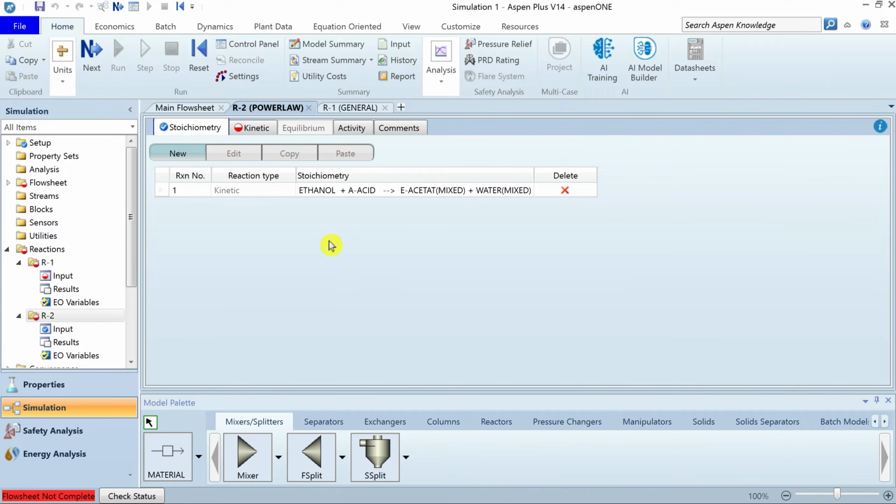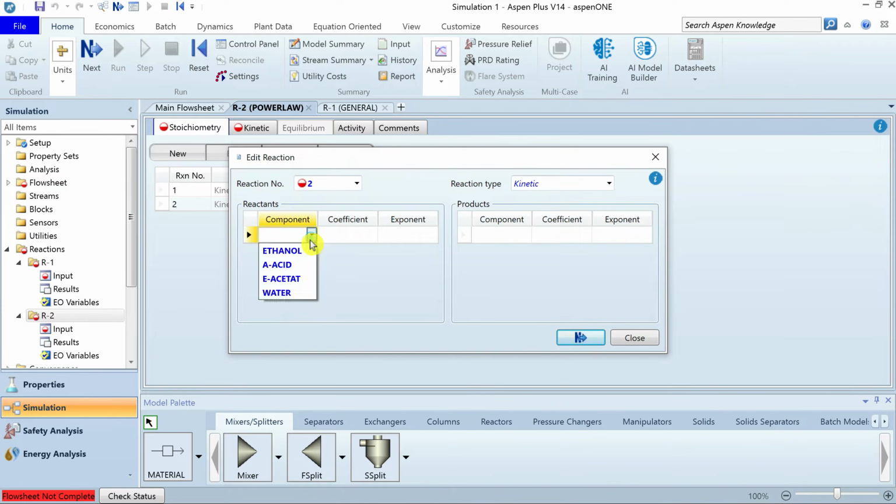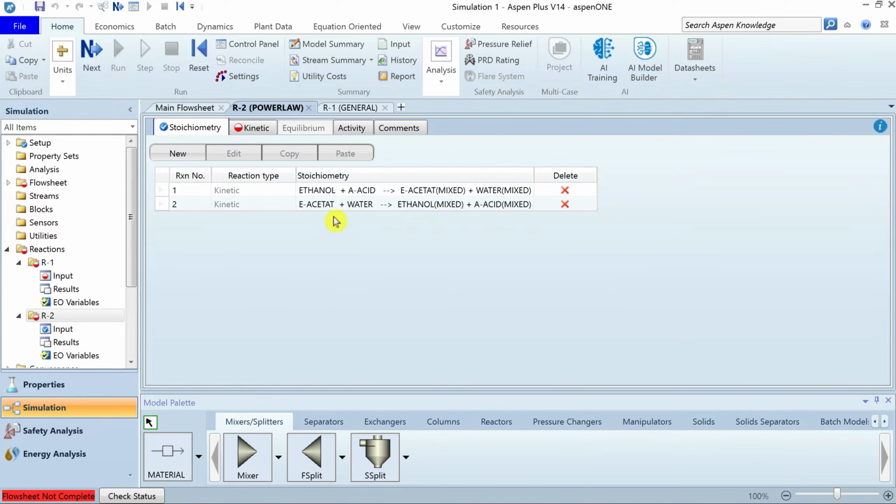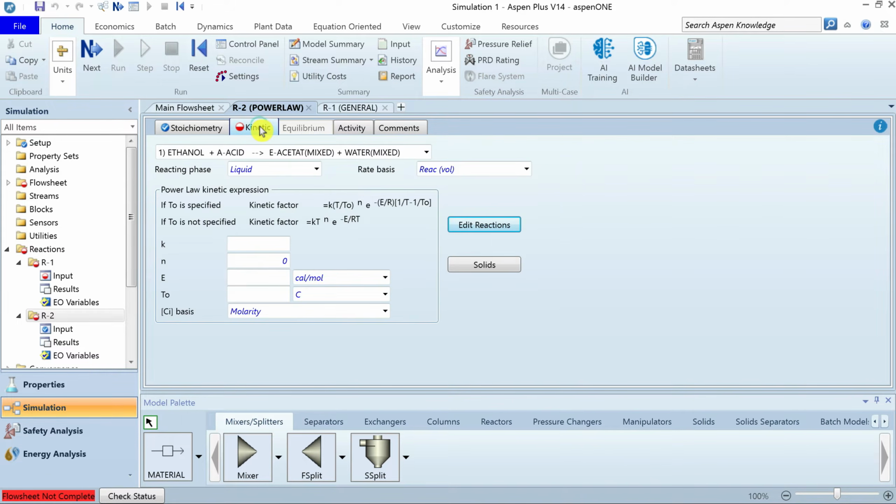Let's define the reverse reaction stoichiometry as well, where ethyl acetate and water will react together to produce ethanol and acetic acid. -1 coefficients for the reactants and positive values for the products. This time the exponent of ethyl acetate is 1 and water is 1, whereas the exponent of the products will be 0. So the stoichiometry of the two reactions is defined. Now we can move to the kinetic section.